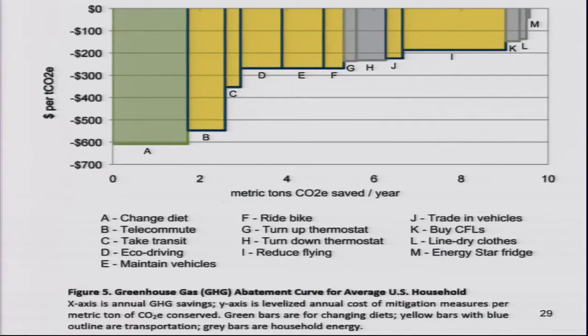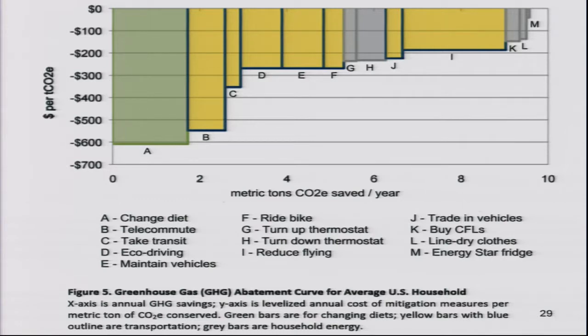The area under these curves is the total dollars that the household can save per year by doing these different things. So this is eating less food, first of all. People eat 2,700 calories or more per day when they only need perhaps 2,200. So we eat about 25% more calories than is good for us. We also waste a third of our food. That's not even in here, but we waste a third of our food.